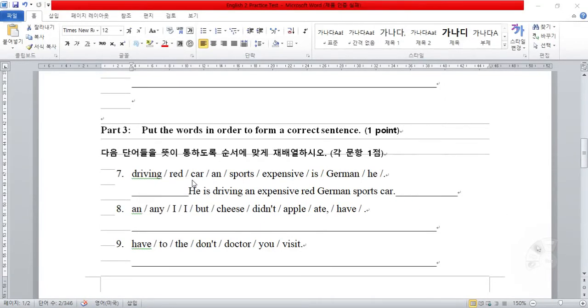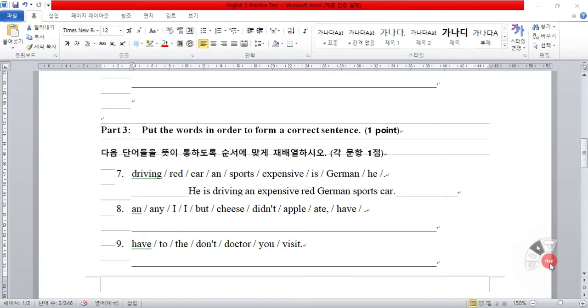All right, welcome back to English 2 practice test. We're going to continue with part 3 of the practice test and look at the answers below. Hopefully you had time to answer the questions already and have a crack at what the answers will be. Okay. As stated in lecture 1, we're going to put these words in order and try to figure out what the sentence is.